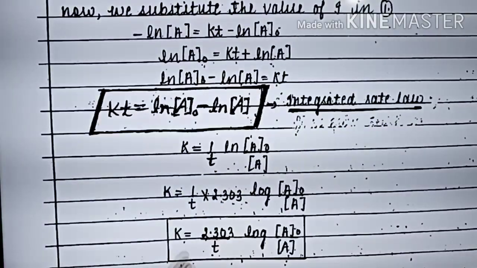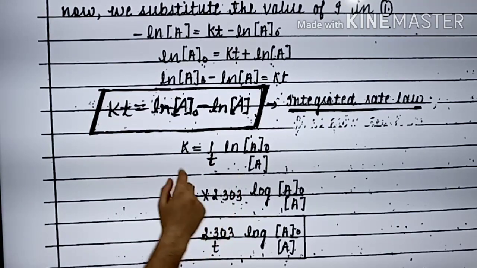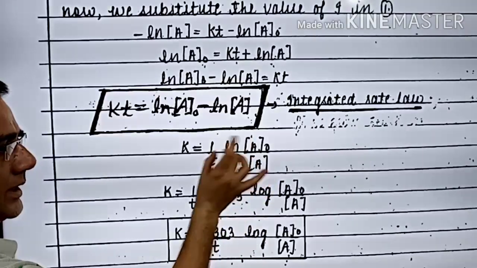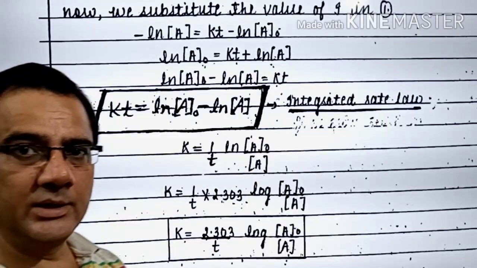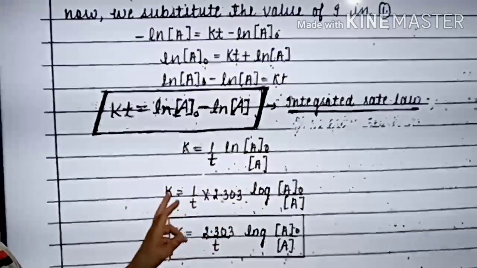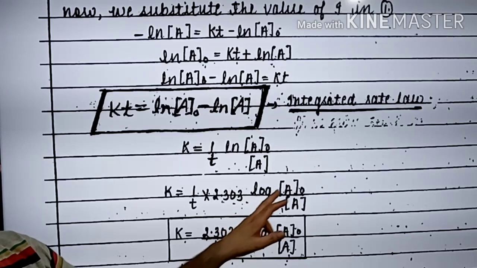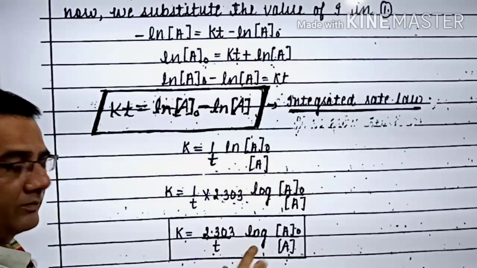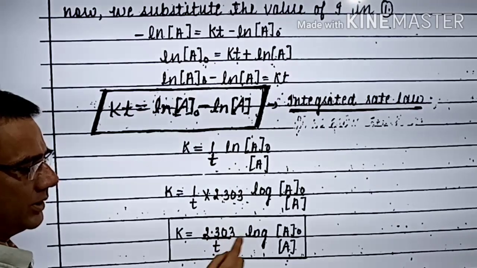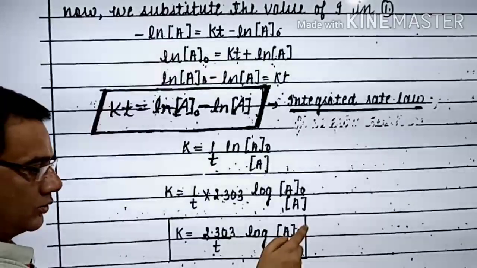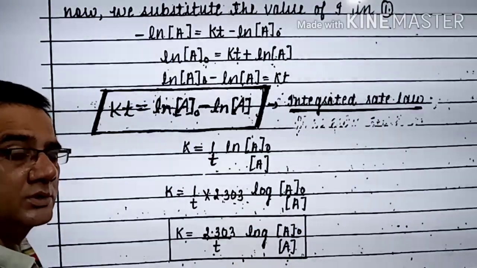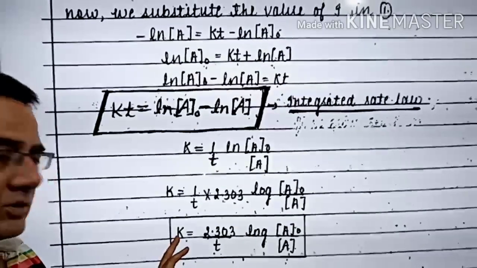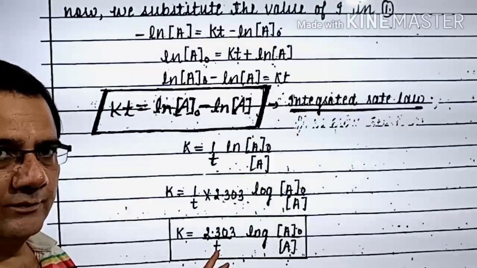Now what we have to do: K we leave as it is, t we bring this side. So K is equal to 1 upon t ln A initial upon A. And already I have told you 1 ln is equal to 2.303 log. That we write here: K is equal to 1 upon t into 2.303 log A initial upon A. In a simple form, K is equal to 2.303 upon t log A initial upon A. So this is the expression which we use for those types of numericals which are based on the first order reaction, for finding the value of the rate constant K and the time required for the first order reaction.